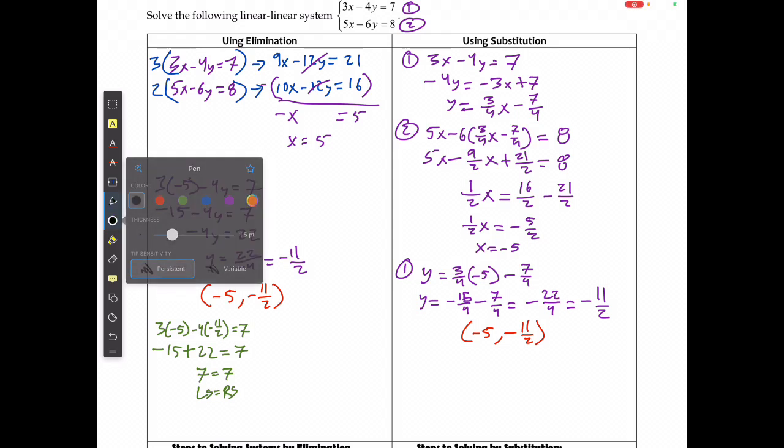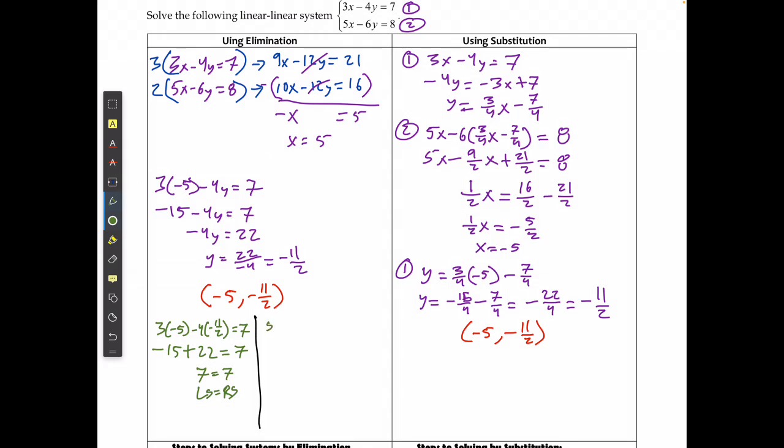When I put it into the second equation, if I have 5 times negative 5 minus 6 times negative 11 over 2, does this give me 8? Well, 5 times negative 5 is going to be negative 25. 6 times negative 11 over 2 is going to give me 33. And when I combine them, 8 is equal to 8, and the left side is equal to the right side, which means that this solution is correct.